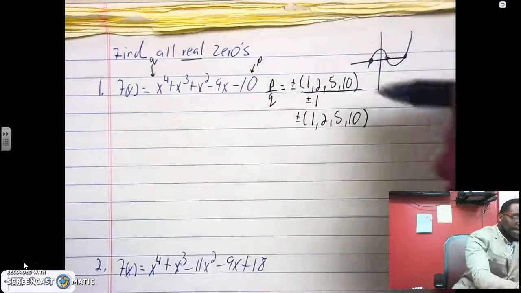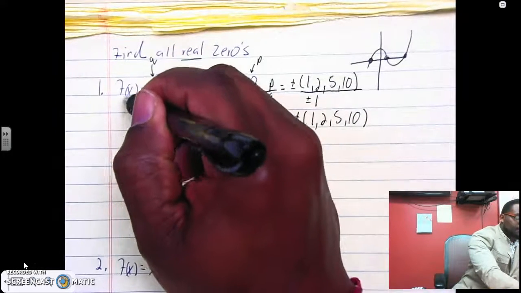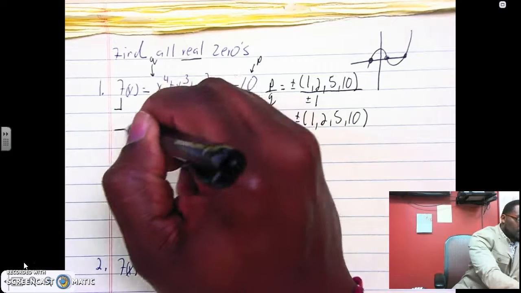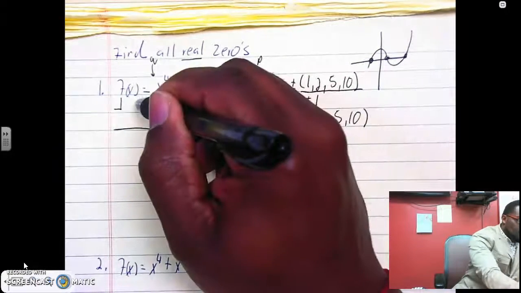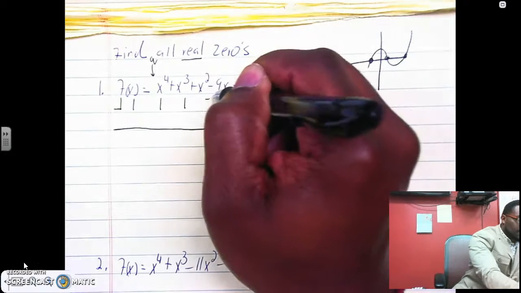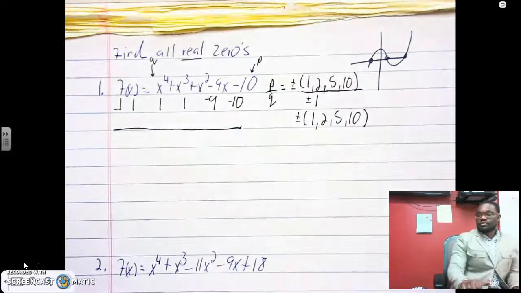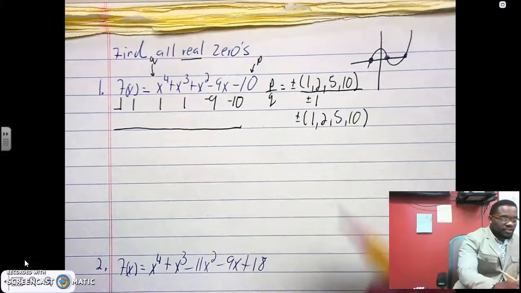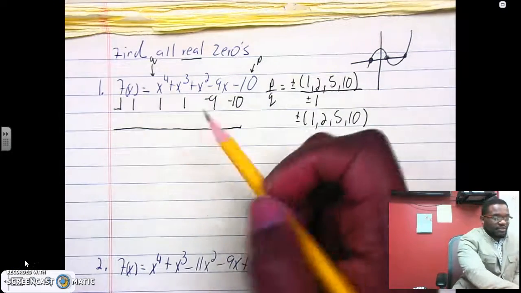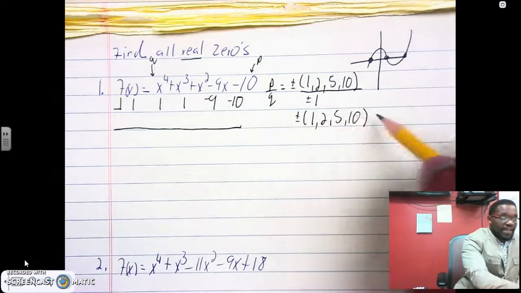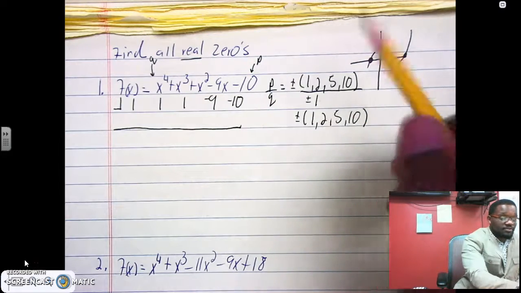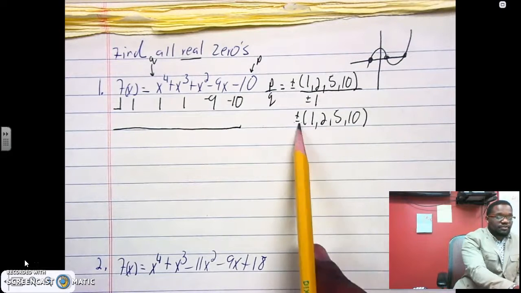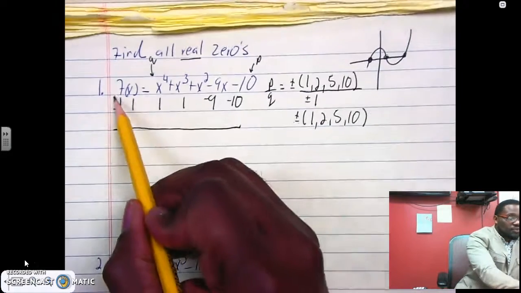So what I would do next is set up synthetic division, where I have 1, 1, 1, negative 9, and negative 10. Remember, with synthetic division, if you are missing a factor, you've got to put 0 in its place. So now using a pencil, why? Because I want to erase. I was using a pen earlier. I'm going to try each one of these numbers. And remember, that's a positive and negative 1, a positive and negative 2, and so on and so on. So I'm going to start off with a 1 and see how that works.